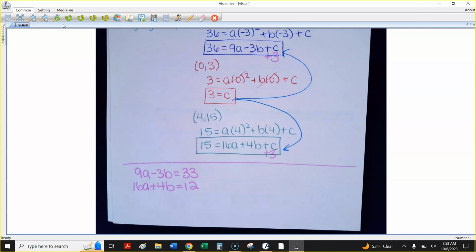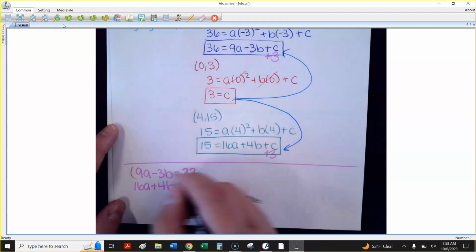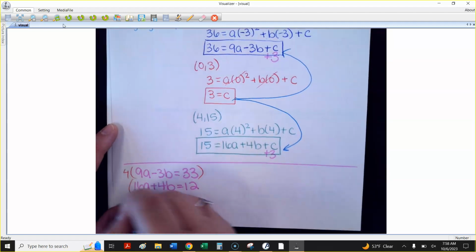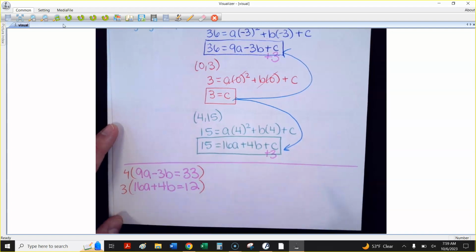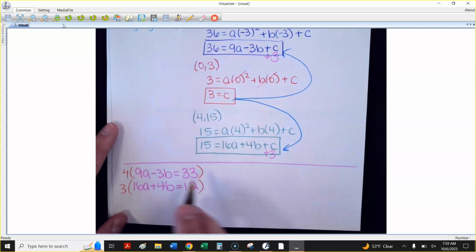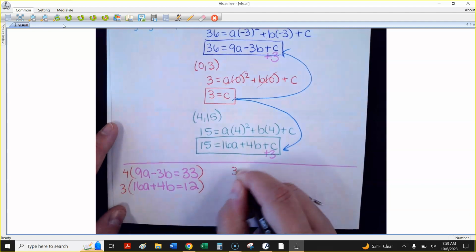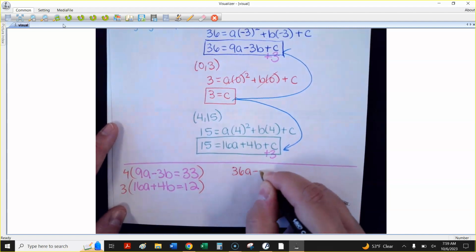Doesn't matter. B? I would have probably picked b because then I don't have to introduce a negative. Okay, what should I multiply the top line by? What should I multiply the bottom line by? Perfect. All right, so let's go this one by 4, this one by 3. You could get rid of a here too, but I would recommend b because you've already got one positive and one negative, so you wouldn't have to introduce a negative, which might save you from making a mistake.